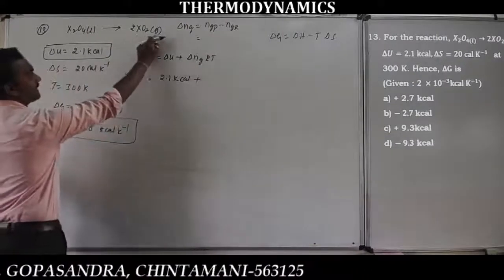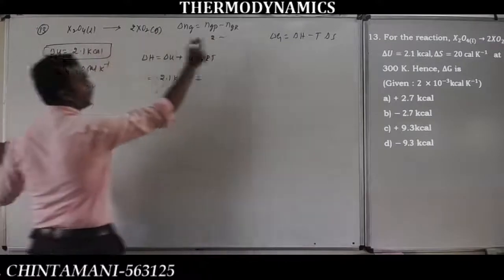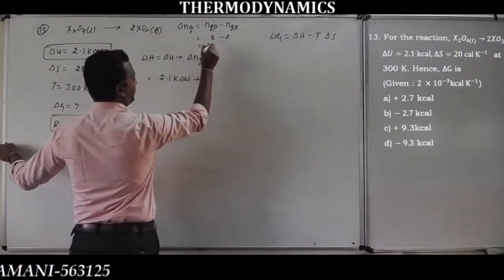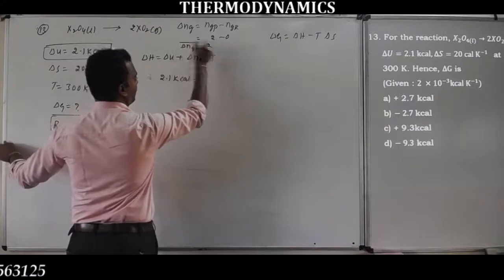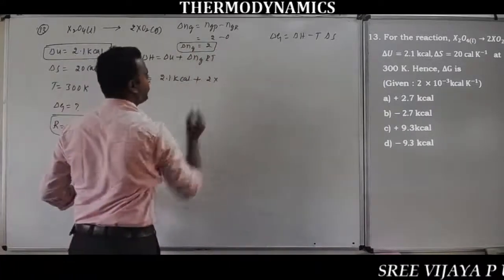Number of moles of gaseous products, how many are there? 2 moles. Minus, here there is a liquid, so we don't take it, that is 0, so that is equal to 2. That is the value of delta Ng. So substitute the delta Ng value, that is 2 into the R value.